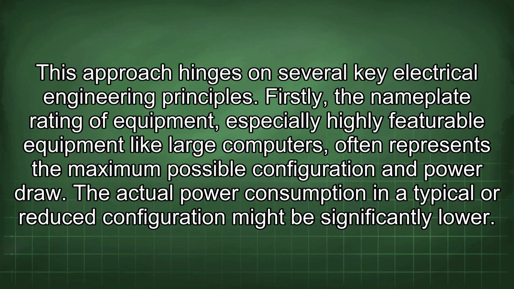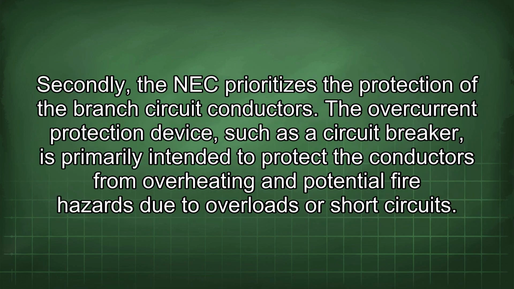Firstly, the nameplate rating of equipment, especially highly configurable equipment like large computers, often represents the maximum possible configuration and power draw. The actual power consumption in a typical or reduced configuration might be significantly lower. Secondly, the NEC prioritizes the protection of the branch circuit conductors. The overcurrent protection device, such as a circuit breaker, is primarily intended to protect the conductors from overheating and potential fire hazards due to overloads or short circuits.